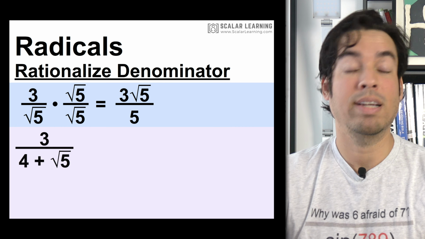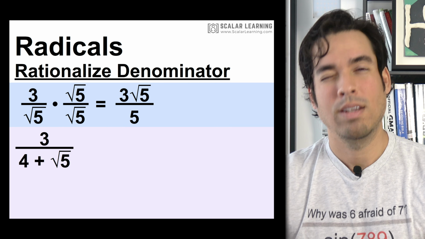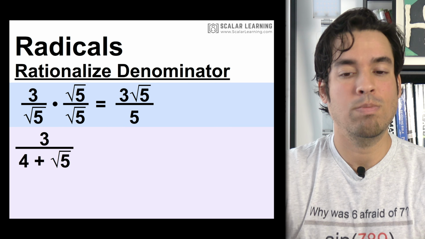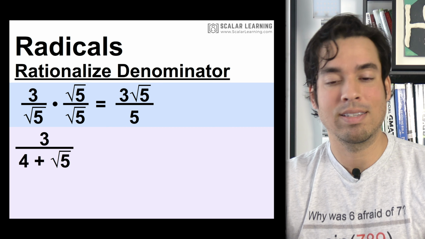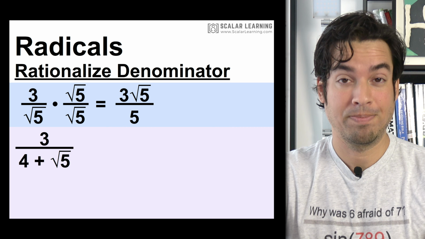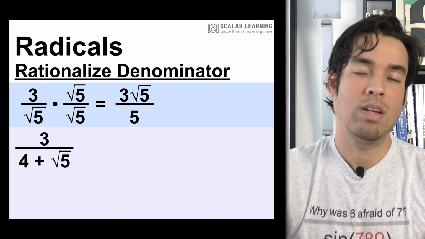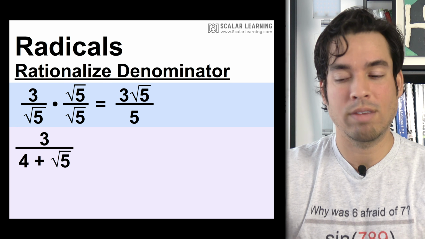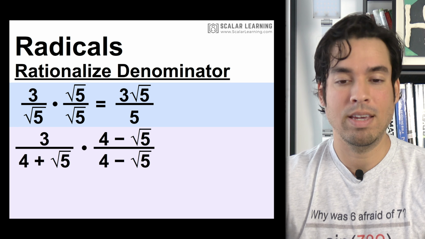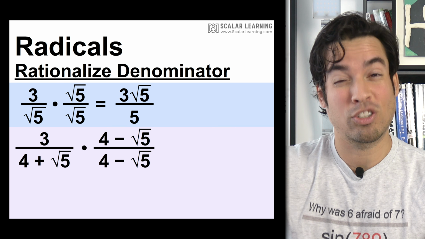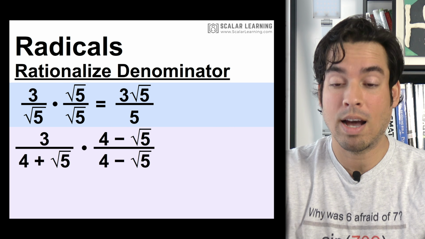Let's take a more complex example where we have 3 over 4 plus square root of 5. Now it's not so easy, because if I just multiply it by root 5 over root 5, the problem on the bottom is that root 5 is going to distribute, and I'm going to get 4 root 5 plus 5. It's no good because I still got a radical. Now we have to be a little smarter, and we have to use something called the conjugate. So it's the same thing as 4 plus radical 5, except we just flip the plus to a negative. If it was a minus, we'd flip it to a positive, so we just make it opposite.